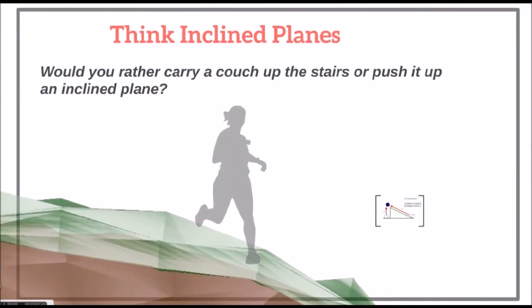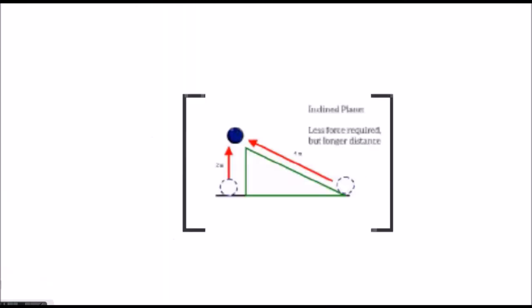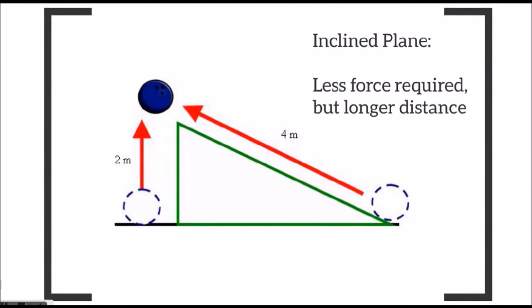In your real day-to-day life, if given a choice, would you rather carry a couch up a flight of stairs? Or would you rather push it up on an inclined plane, put some sort of wooden ramp on the stairs and then drag the couch onto it? What would you pick? You'd probably opt to use an inclined plane. The thing about inclined planes, what's really great about them is that yes, sometimes you may need to go over a longer distance to move your object, however, there is less force required.